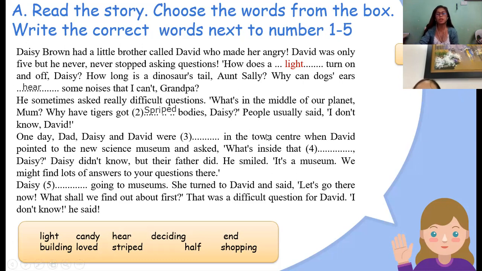Okay, here. So people usually said, I don't know, David. One day, Dad, Daisy, and David were blank in the town center, when David pointed to the new science museum and asked, what's inside that building? Okay, again. One day, Dad, Daisy, and David were blank in the town center. What's the answer? You have here the stripe, you have here the word. Shopping. Okay, you put your answer.